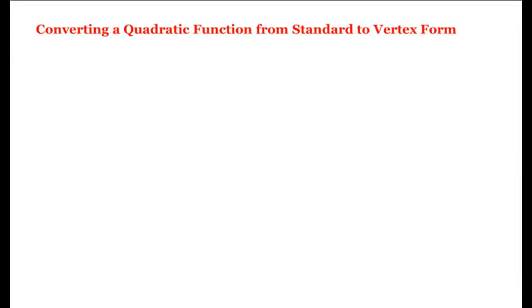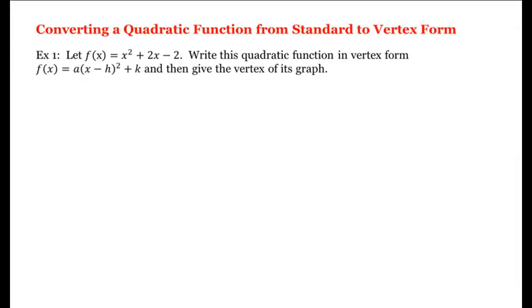Let's learn how to convert a quadratic function from standard to vertex form. For example, let's convert this function here, f of x equals x squared plus 2x minus 2, to the vertex form, f of x is equal to a times (x minus h) squared plus k, and then we'll give the vertex of its graph.